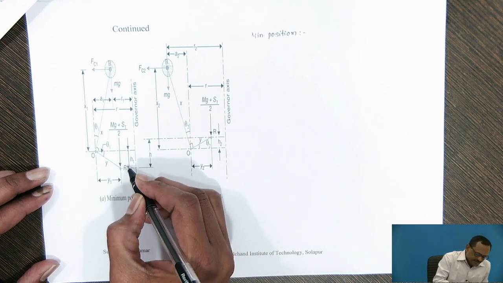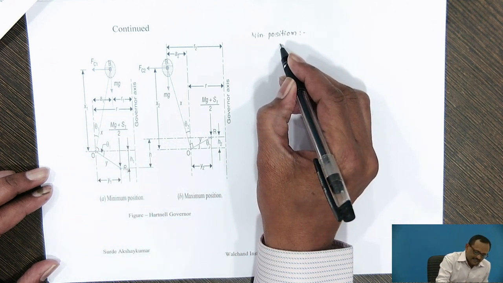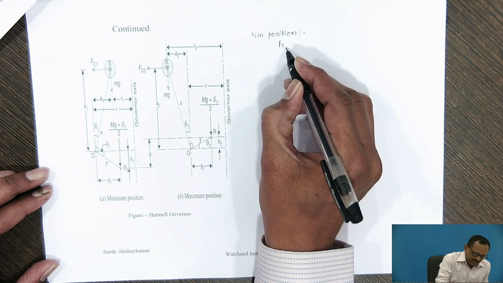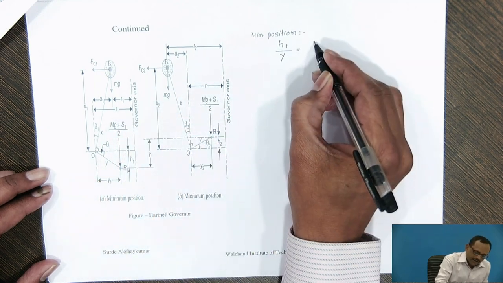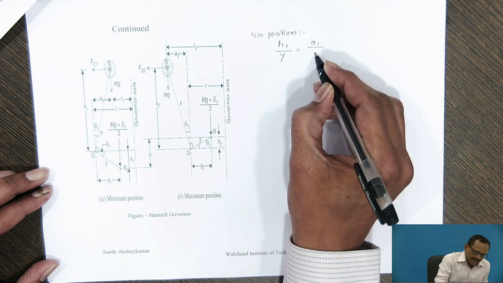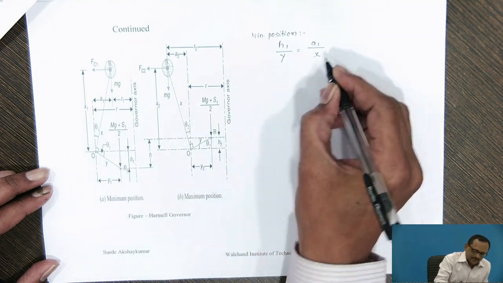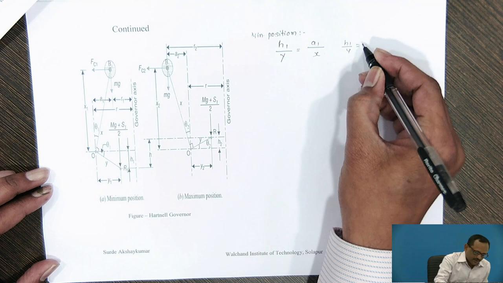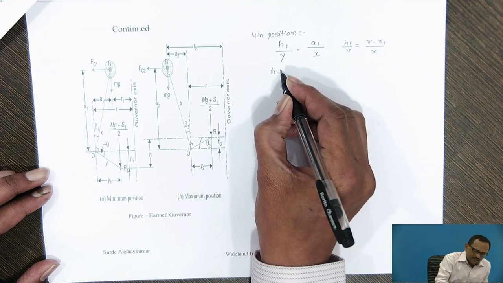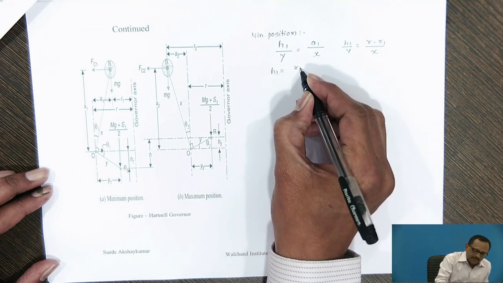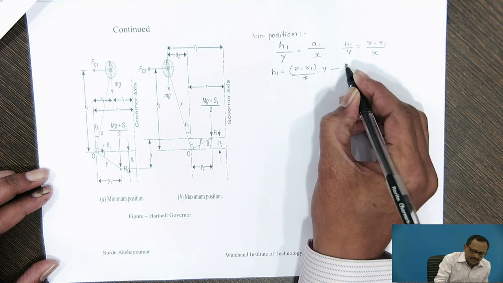So, H1 is the compression due to the change in radius of rotation from R to R1. Hence, from figure A, we can calculate the compression of the spring: H1 divided by Y is equal to A1 divided by X. A1 is nothing but R minus R1, and therefore H1 upon Y is equal to R minus R1 divided by X. And therefore, compression of the spring at minimum position is R minus R1 divided by X into Y. This is your equation number 2.